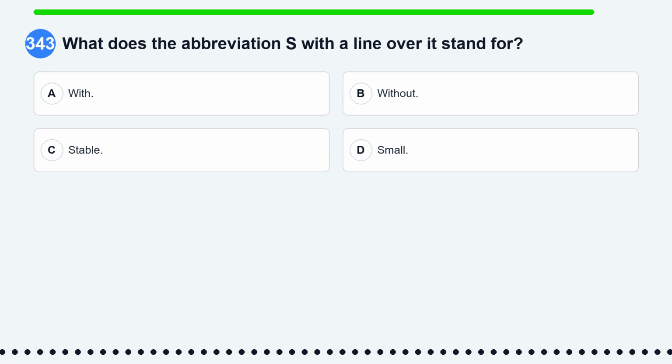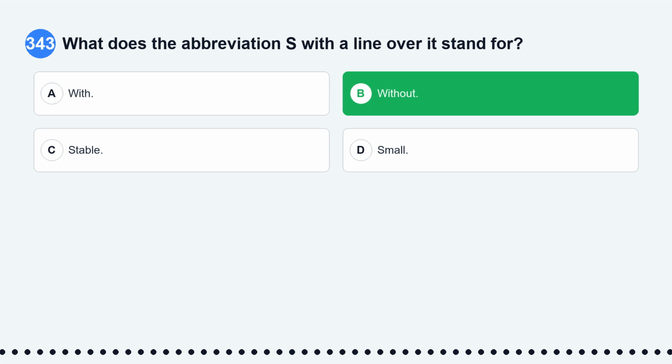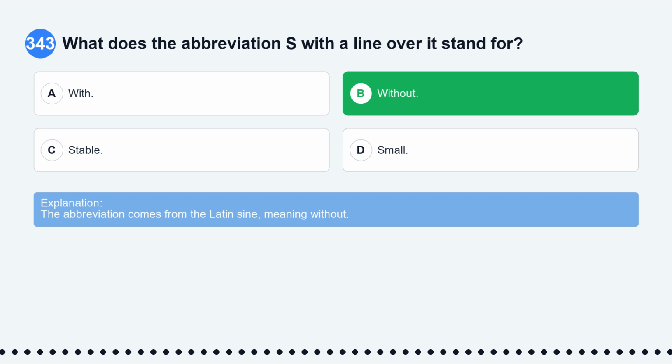Question 343. What does the abbreviation S with a line over it stand for? Option A, with. Option B, without. Option C, stable. Option D, small. The correct answer is option B, without. The abbreviation comes from the Latin sign, meaning without.